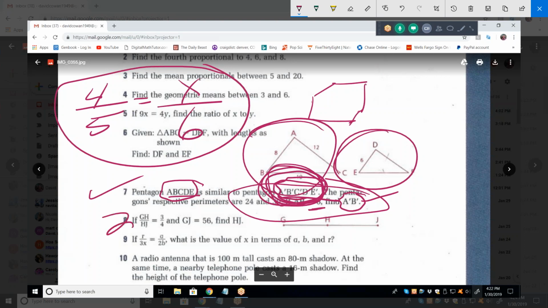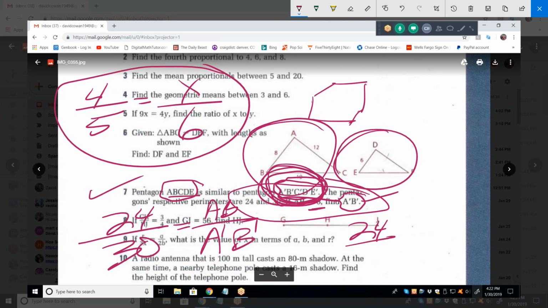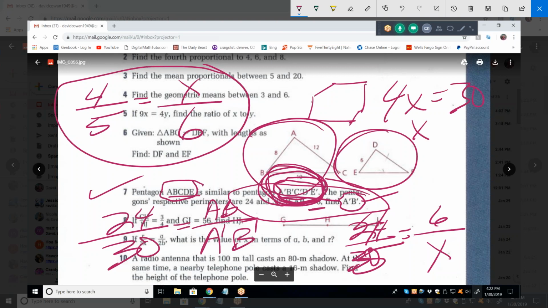So 24 over 30 is equal to the little one, AB, over the big one, which gives us 24 over 30 equals, what is that, 6, AB, over x, we'll call it. So you said this was 4/5. So we got 4x equals 30. x is again 7.5. Not x, but A prime, B prime.